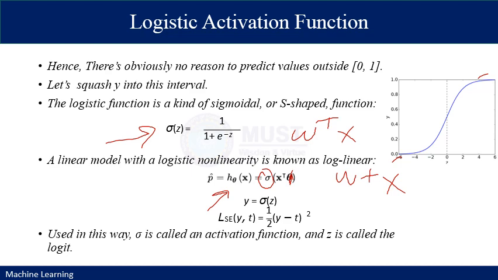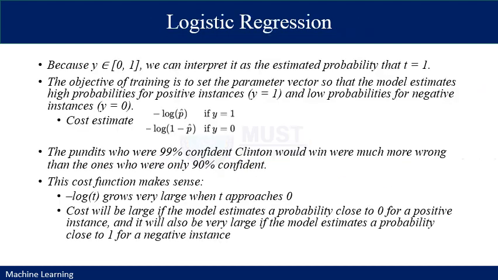So this function outputs a number between 0 and 1. A linear model with a logistic non-linearity is known as log linear. Used in this way, the sigmoidal is called an activation function, and the output is called the logit. Because the prediction is between 0 and 1, we can interpret it as the estimated probability that the target is 1 or not.